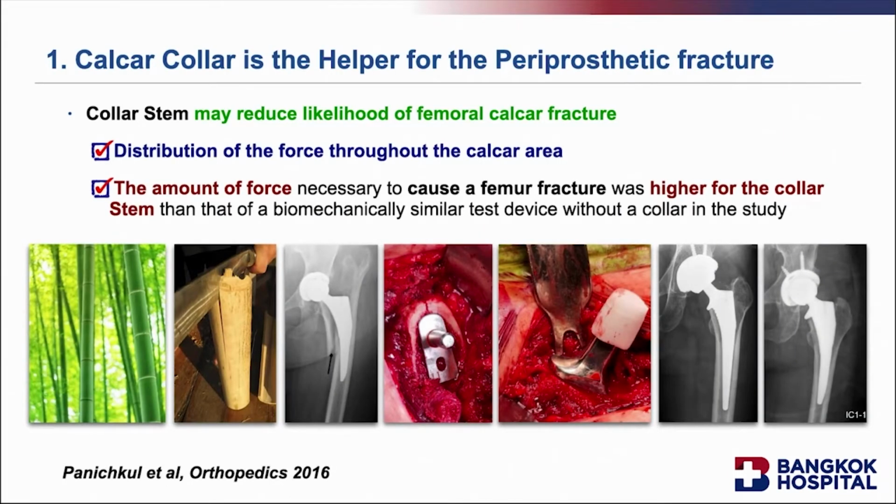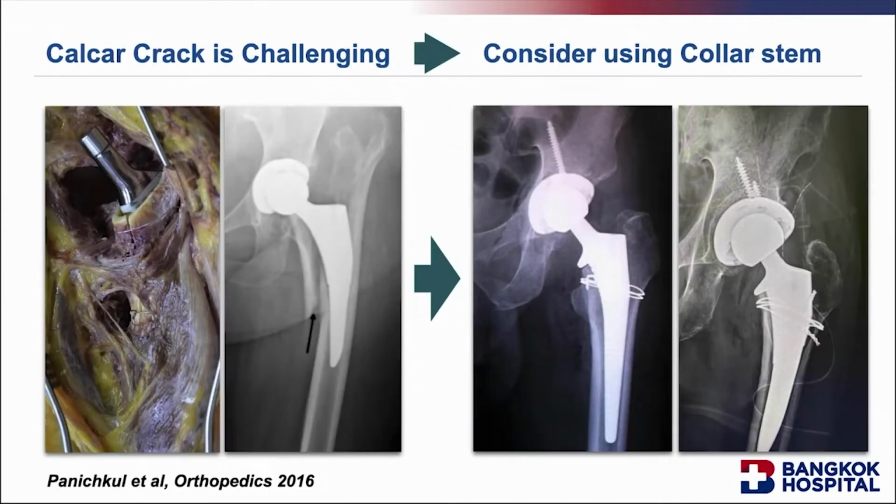The first option we may consider is using the cementless stem with a collar, because the collar will distribute the force throughout the calcar area to prevent periprosthetic fractures and also stem subsidence. These are examples of cases with a calcar crack treated by wiring, and we considered using the collared stem to prevent the crack from extending further down the proximal femur.